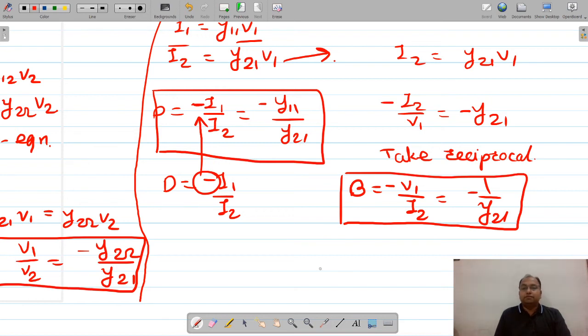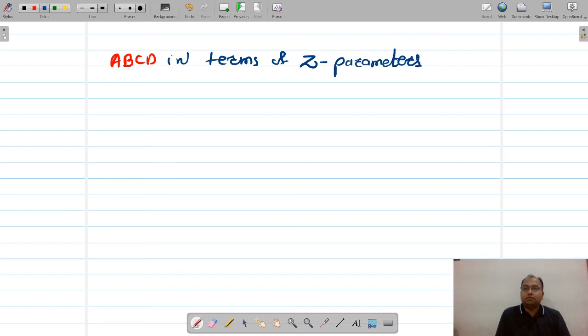Is it fine? Great. Now next, let us have the relation between the ABCD and Z parameters. So again, let us represent the ABCD parameters.